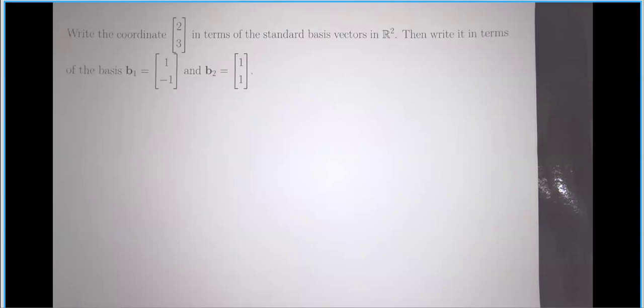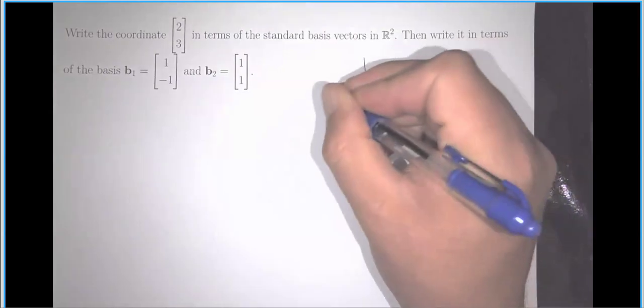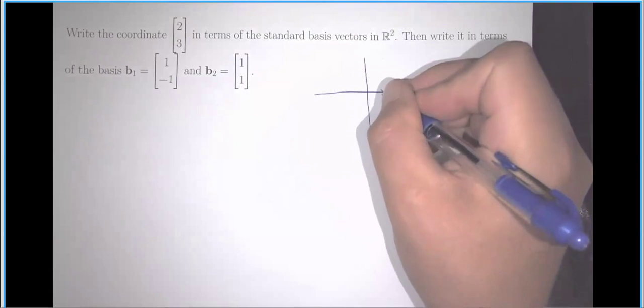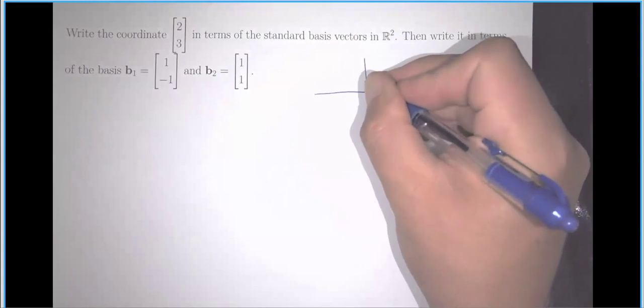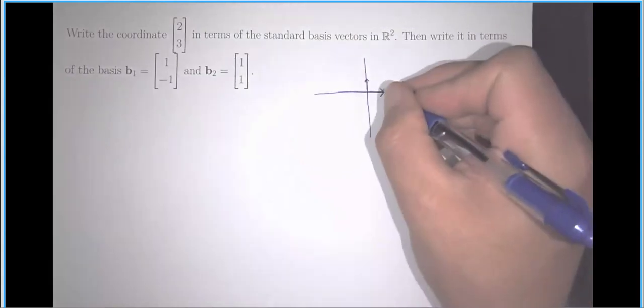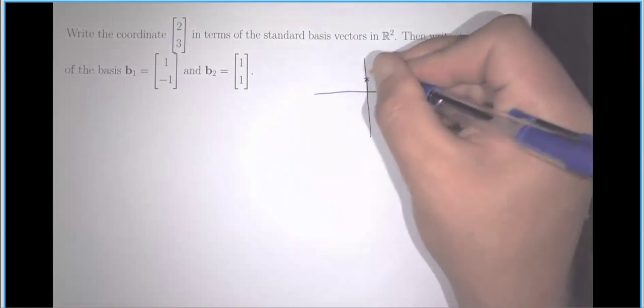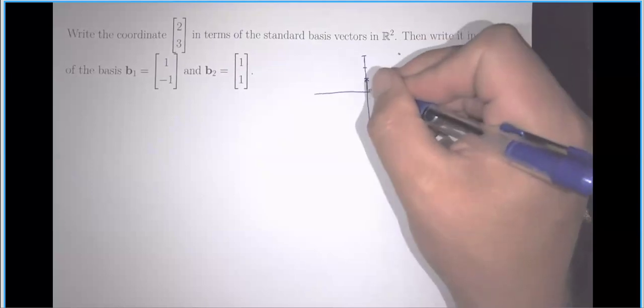In this example, we're going to take the vector 2, 3 in terms of a standard basis and write it in terms of a different basis. So in terms of our standard basis, 2, 3, we look at a unit vector i and a unit vector j. We go 2 on the x and 3 on the y.